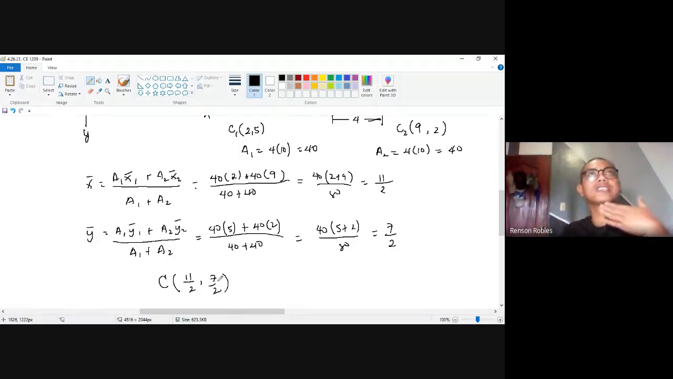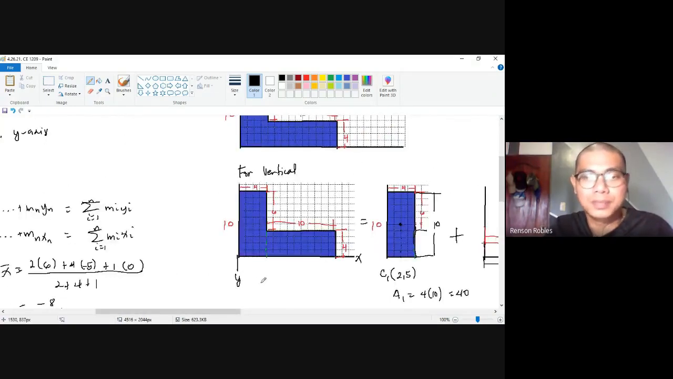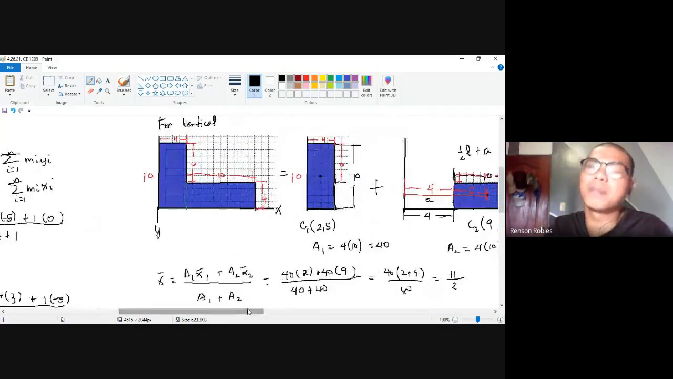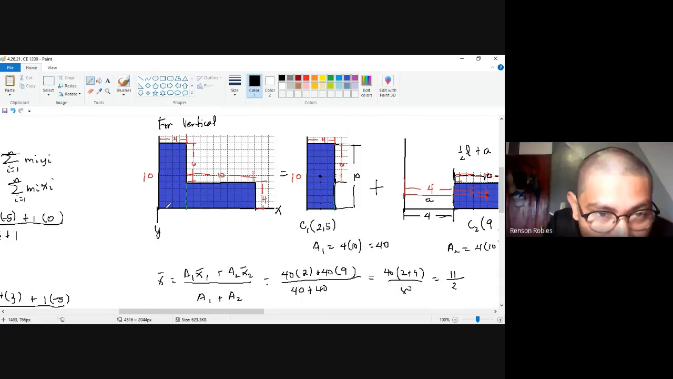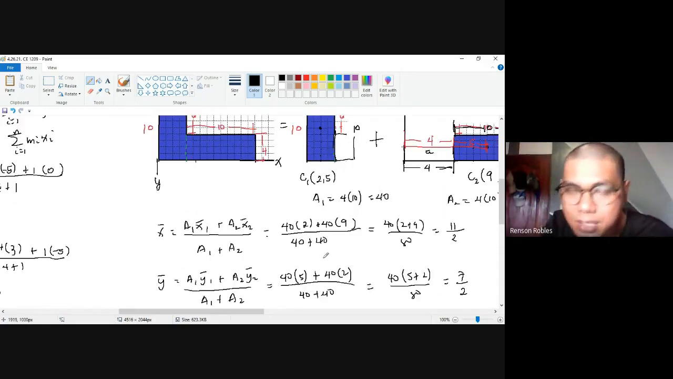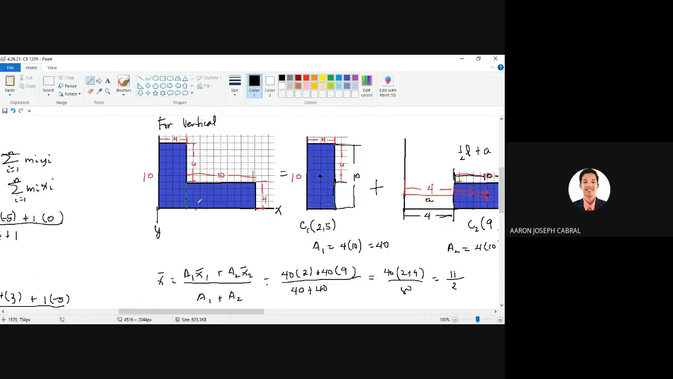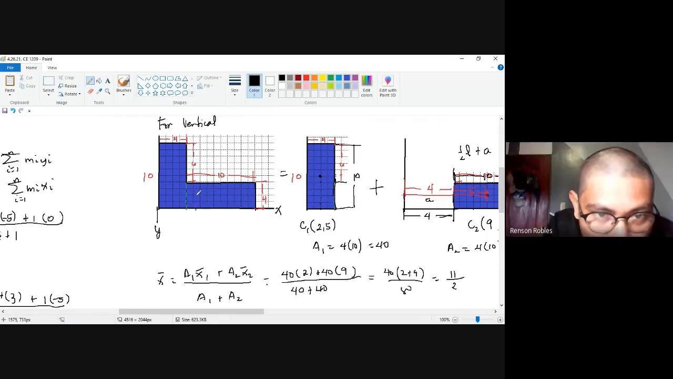And then let's see if it is still inside the region. 11 over 2, 7 over 2. 11 over 2 is approximately 5.5. It's 5.5 na. Yes po. Then 1, 2, 3, 4, 5.5. And then 7 halves is 3.5. 3.5 po. It's located somewhere here. This is where you can find the centroid. 11 over 2, and 7 over 2.